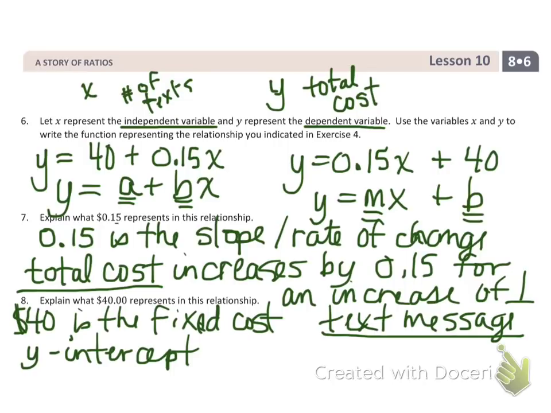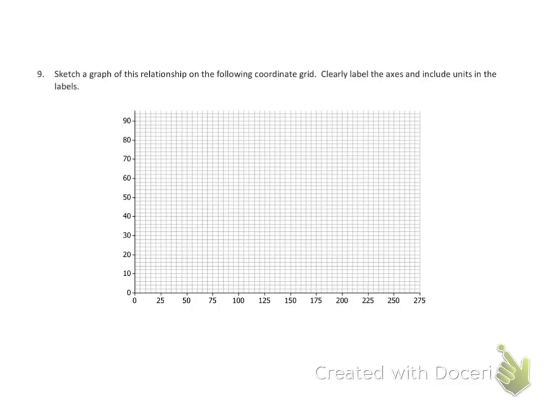Okay. All right, now you're going to sketch a graph on this grid, and you already have some values that you could plot. The first one is right here. 0 text messages, I'm going to pay $40. So go ahead and graph a couple more points and then come back and check it against mine. Unless you already have, you can just keep watching. Okay, so I've plotted 0, 40, and then 250, 77.50, and I'm going to draw the line between those.